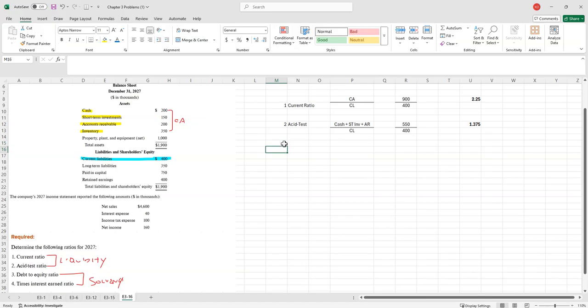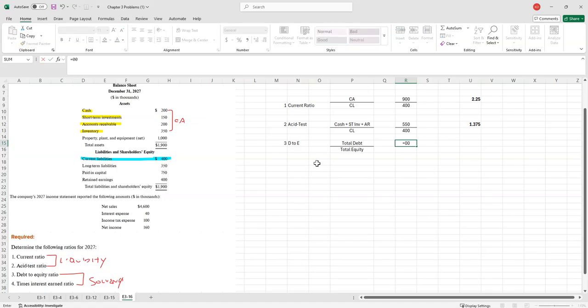All right, next up we have our debt to equity ratio. Pretty straightforward here. It's going to be your total debt over your total equity. So in this way, when we look at our debt, it will be the current liabilities and the long-term liabilities, those two items.